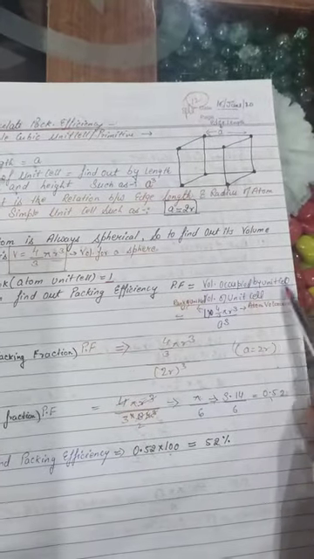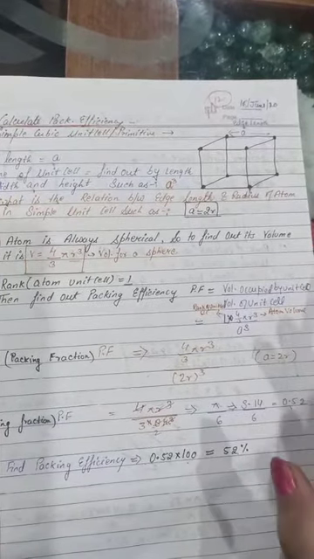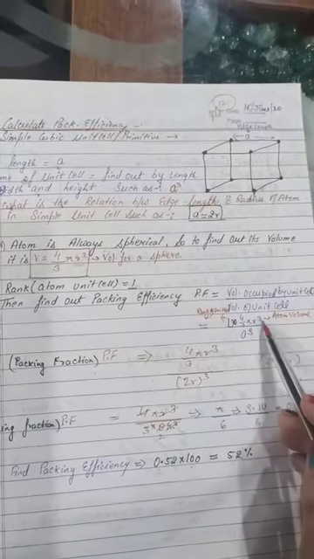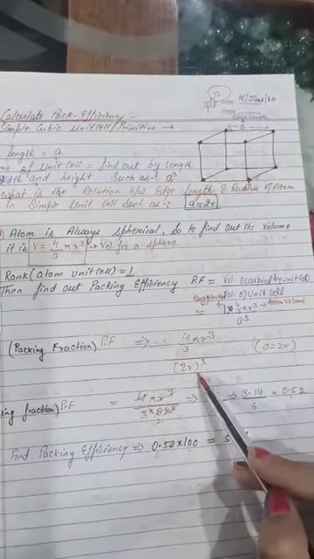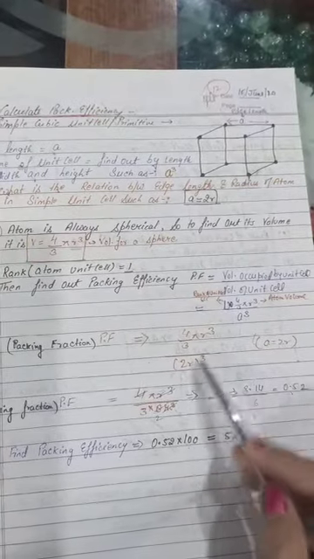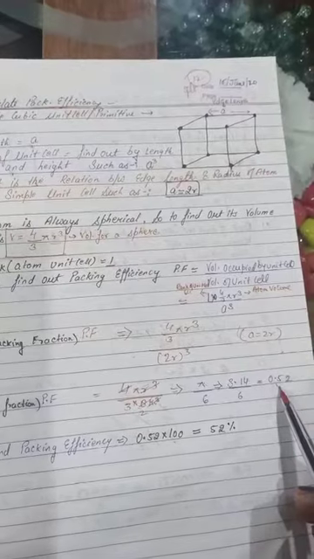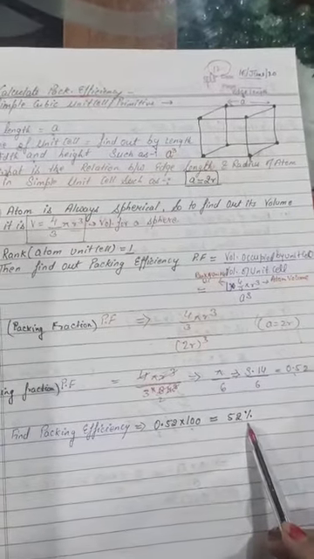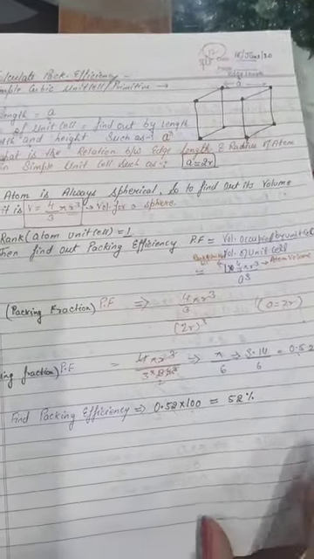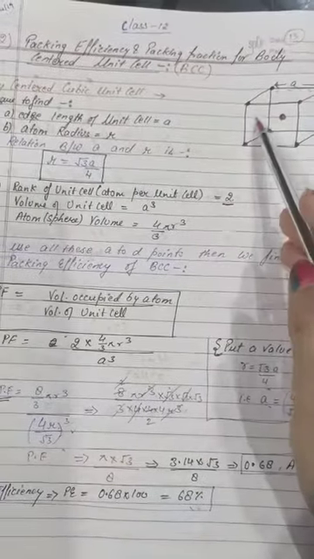Then what about the packing efficiency? It is the volume occupied by atoms upon the volume of the unit cell. So the volume occupied means how much it covers: 1 times 4 upon 3 pi r cube, upon a cube, the edge length. We put in the values, a equals 2r, and cancel the terms. It comes as 0.52, and when we multiply with 100, it comes as 52%.